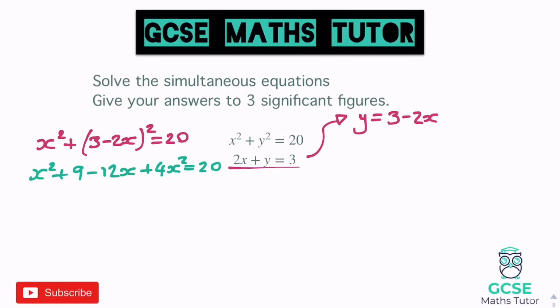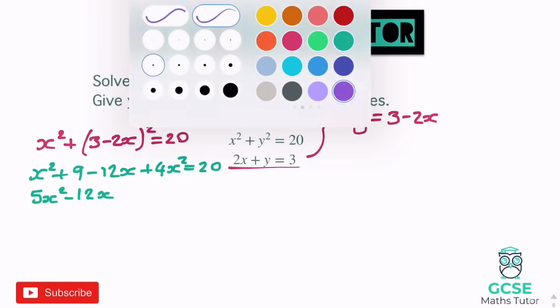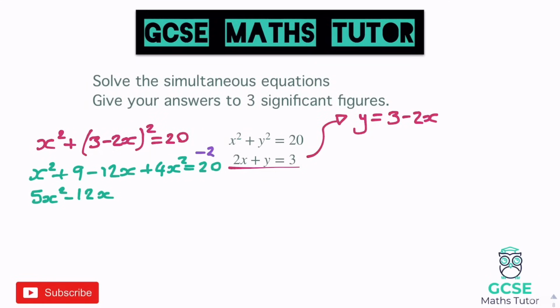I'm going to rearrange this, tidy it all up, so the x squared and the 4x squared will equal 5x squared. We've got the minus 12x, and then we've also got, let's write this in, minusing the 20 there, I'm going to do it in one step, so we've got the positive 9, take away 20 gives us negative 11. And that equals 0.